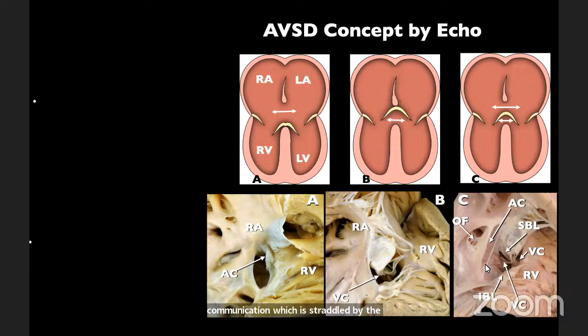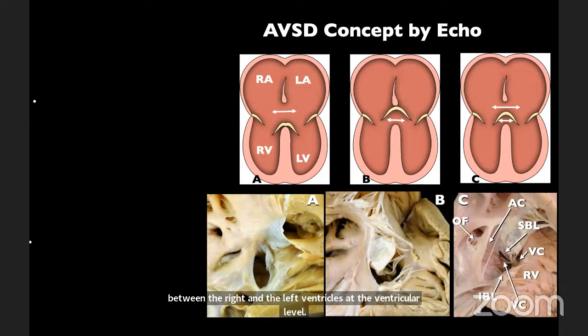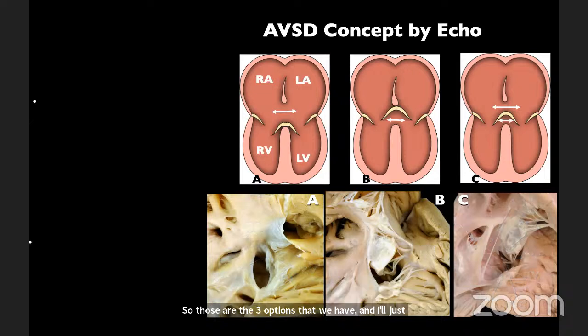And the most common one is the complete AV septal defect, where we have as well an ostium secundum defect, or a secondary oval fossa here, which is fenestrated, a primary oval fossa defect here, and also a common AV junction which allows straddling between the right and the left ventricles at the ventricular level. So those are the three options that we have, and I'll just take the labels off so that you can see those three options very clearly identified.